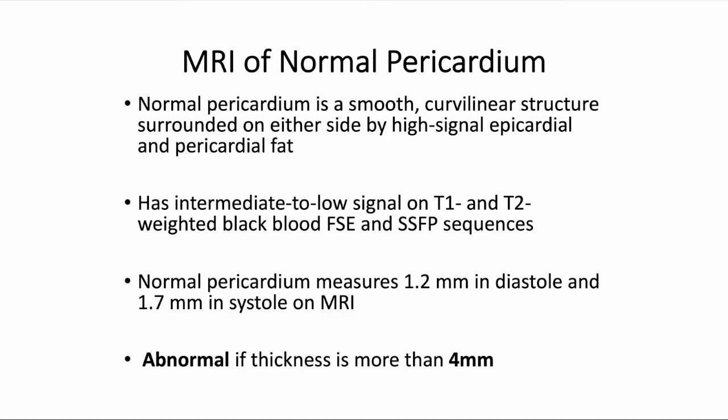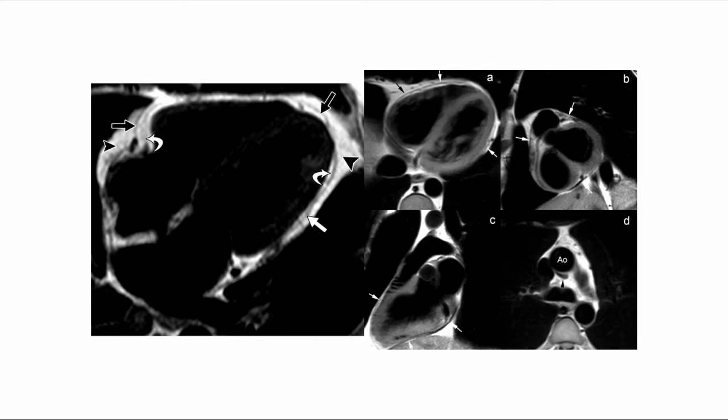millimeters. So these are the images which are black blood fast spin echo sequences, where you can see nicely the thin pericardium, which is sandwiched between the pericardial and epicardial fat. So the outer layer is the pericardial fat and the inner layer of bright signal is the epicardial fat.